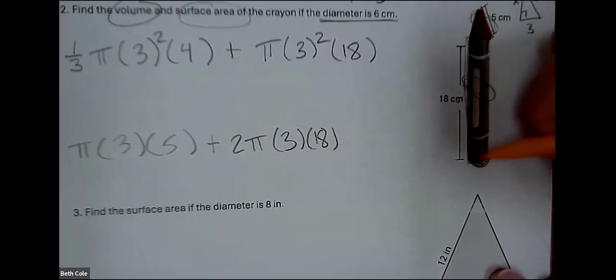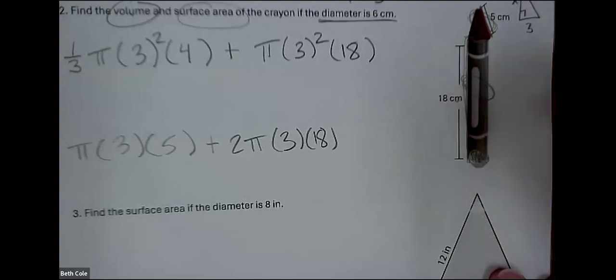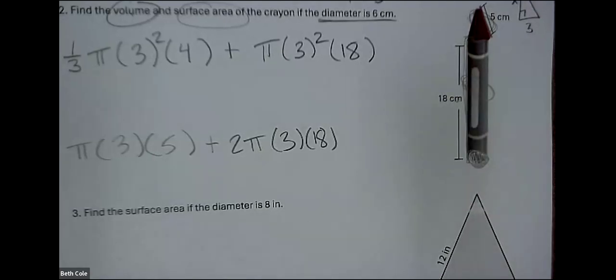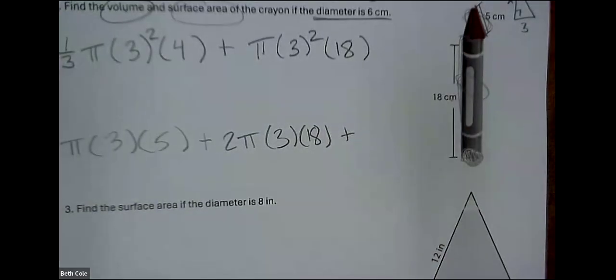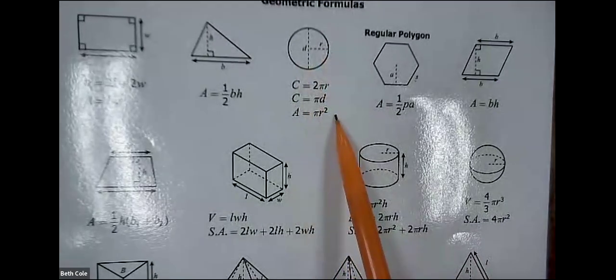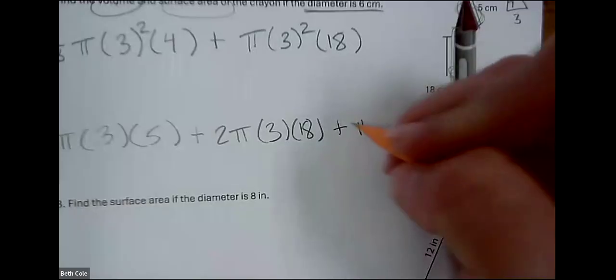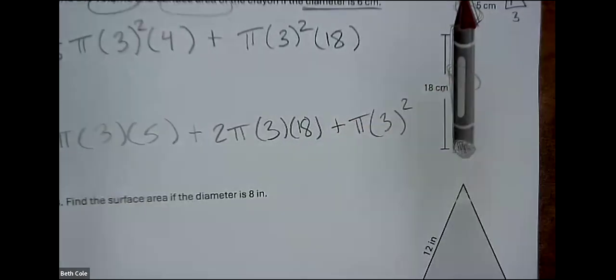We need to add on the bottom of the crayon. What shape is the bottom of the crayon? Kind of like your warm-up, like a cross section. A crayon is a circle. So we're going to add on a circle for the bottom of the crayon. So find circle, find area. Pi r squared. And for the millionth time, the radius is 3.